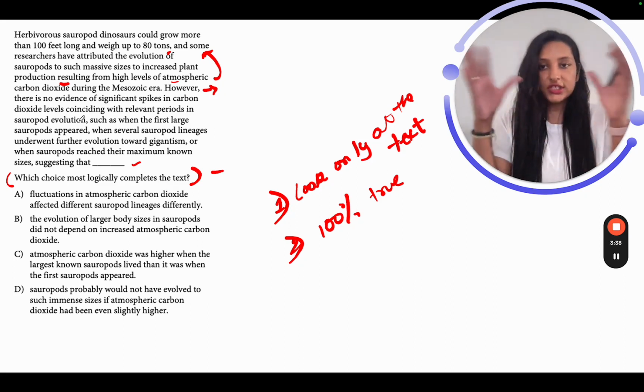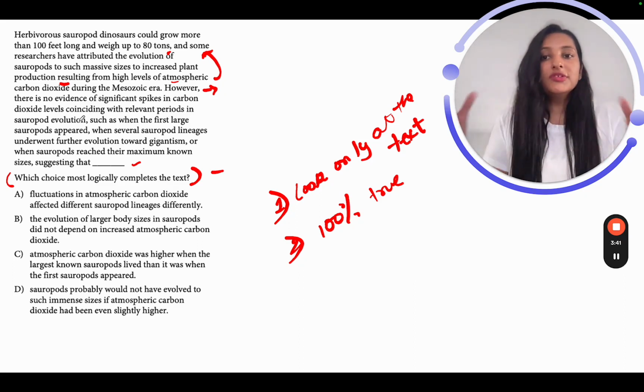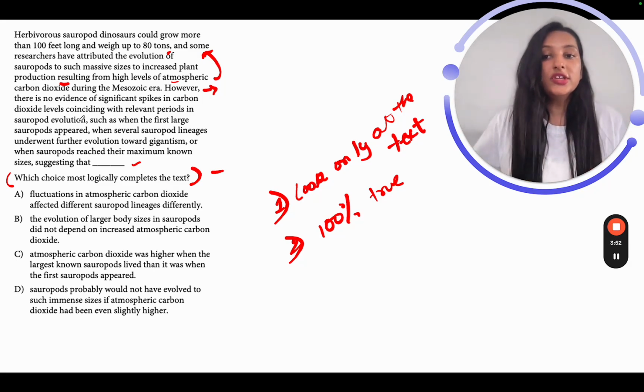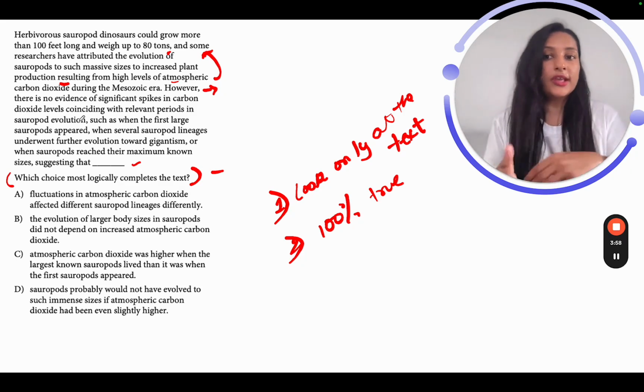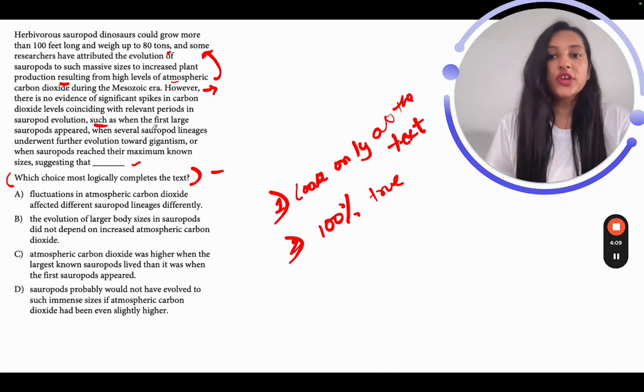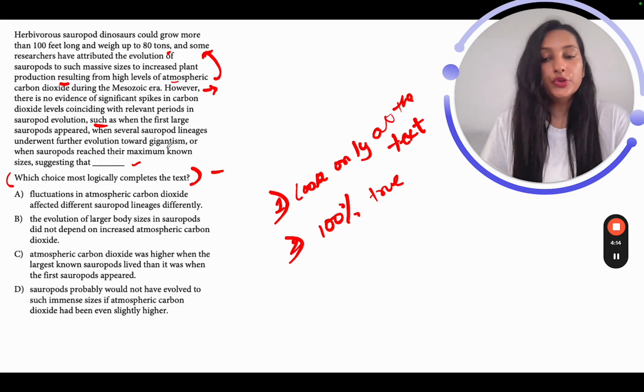So there's a problem with this previous sentence that's been given to me. So the previous sentence told me that these high levels of atmospheric carbon dioxide was the reason why the S dinosaurs evolved so much, right? But the next sentence is telling me that there was no evidence that showed that the carbon dioxide levels were so high during those periods of S evolution. Right, so when they were evolving, they couldn't find the evidence of the carbon dioxide levels being so high. Now, such as, which means some examples are going to come, such as when the first large S appeared, when several S lineages underwent further evolution toward gigantism, or when S reached their maximum known size.